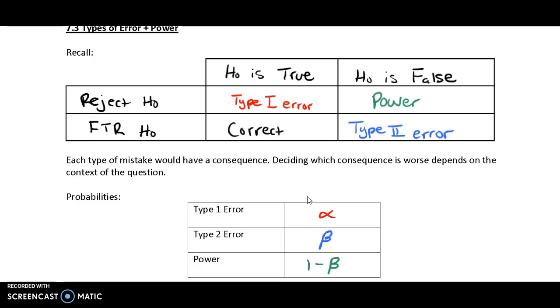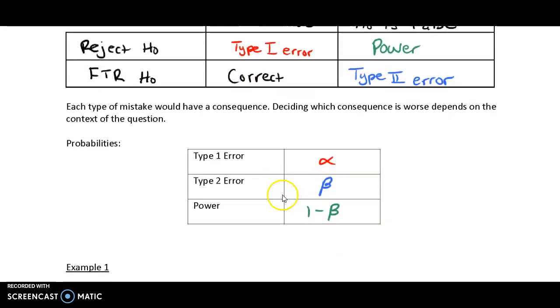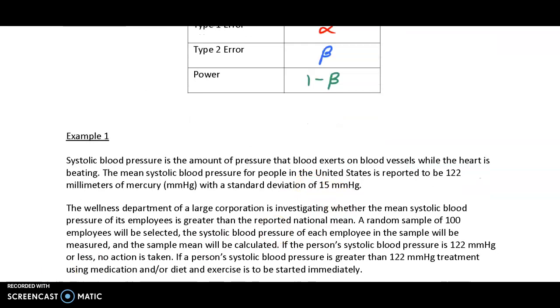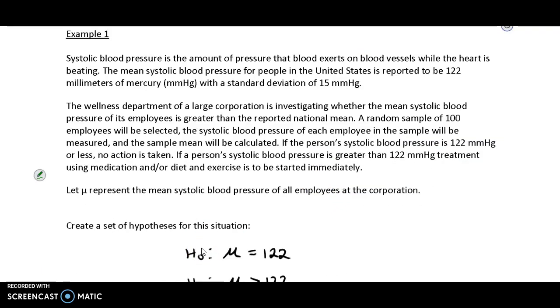So your type 1 error is your alpha, which also happens to be our level of significance. Our type 2 error is beta, which happens to be our probability of making a type 2 error. And then power is the inverse of the type 2 error, where it's 1 minus beta. So let's take a look here at this example.